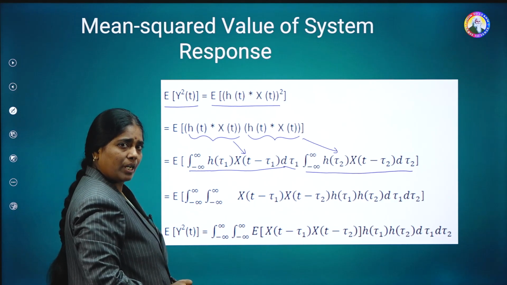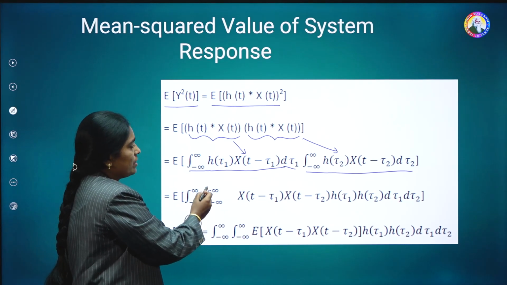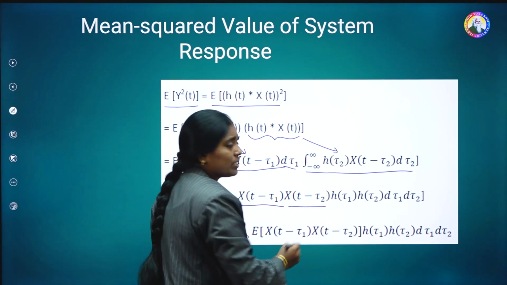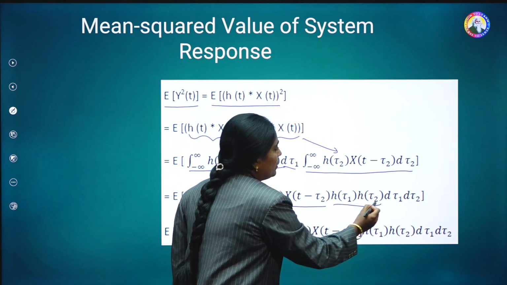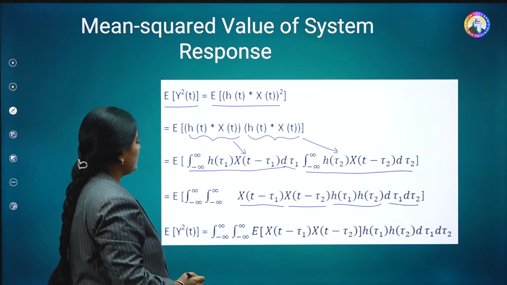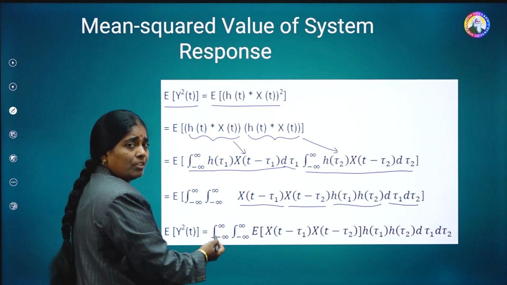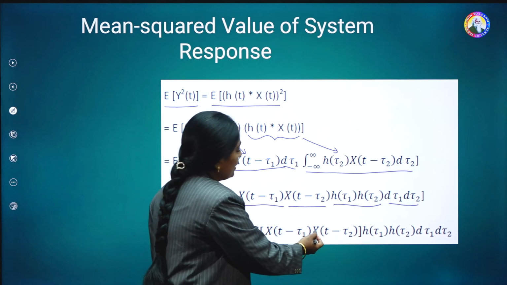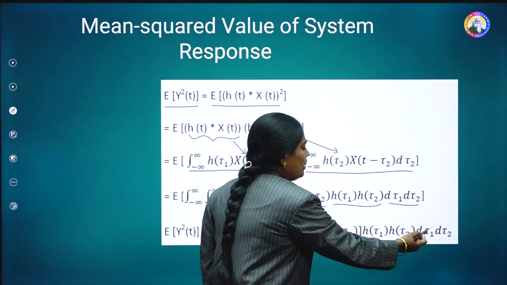Now rearrange the terms, and we get the expected value with two integrations here: integral minus infinity to infinity, integral minus infinity to infinity. Then write the random processes x of t minus tau 1 into x of t minus tau 2, then the impulse responses h of tau 1 and h of tau 2, and then d tau 1, d tau 2. Like this it is simplified. Then, applying the expected value to the random process, E of y square of t is equal to the double integral from minus infinity to infinity of the expected value of x of t minus tau 1 into x of t minus tau 2, whole into the impulse functions h of tau 1 into h of tau 2 into d tau 1 and d tau 2.